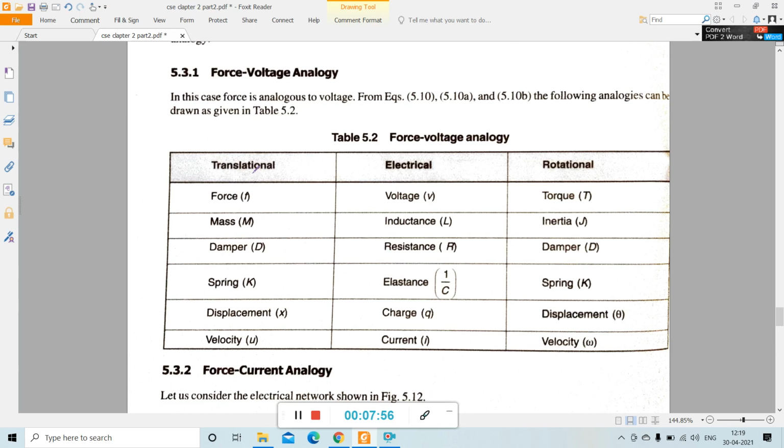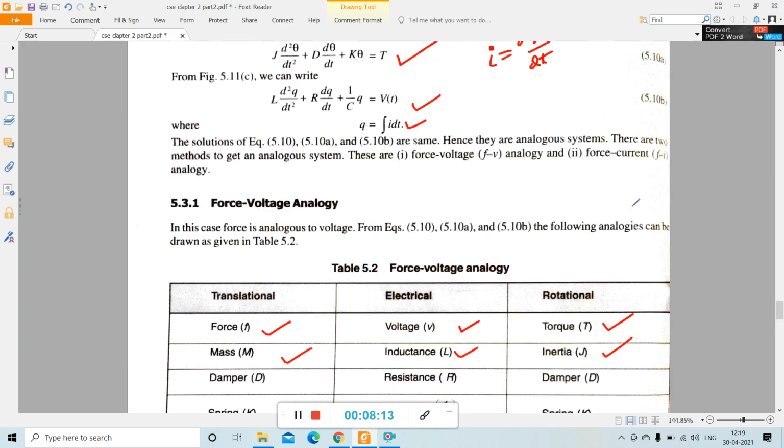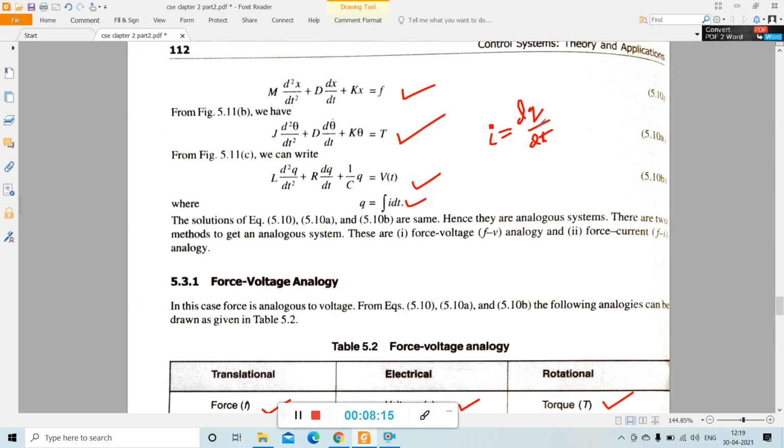This is the translational system elements, these are the electrical system elements, these are the rotational system elements. See, force is analogous with voltage and torque. Mass is analogous with inductance and inertia. So everything is written here. See, this is force, here it is torque, it is V.